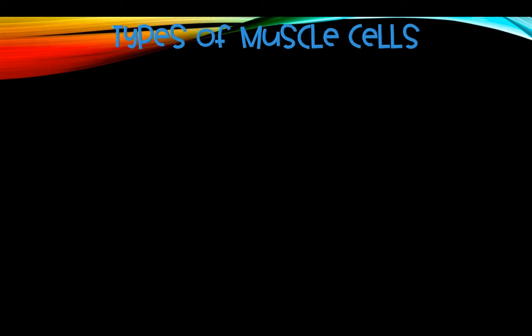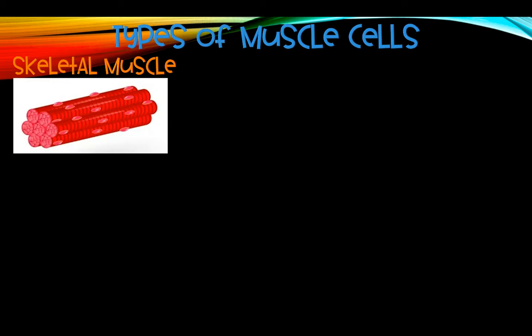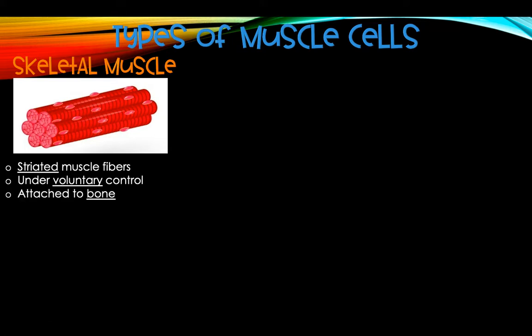Then there's types of muscle cells. So there are three types. The first type is your skeletal muscle. It looks like this on a cellular level. So it's got striated muscle fibers. Striated means like these little stripes on here. It's under voluntary control, which I explained previously, means you actively have to think about moving these muscles. And it's also directly attached to bone.